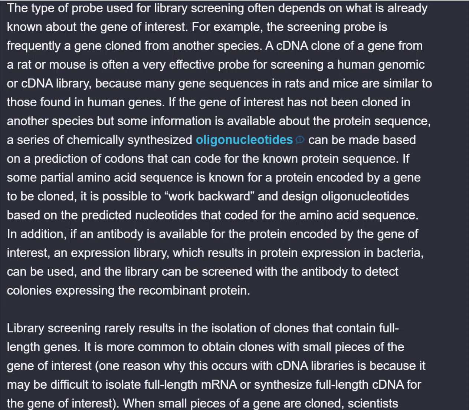In addition, if an antibody is available for the protein encoded by the gene of interest, an expression library, which results in protein expression in bacteria, can be used, and the library can be screened with the antibody to detect colonies expressing the recombinant protein.